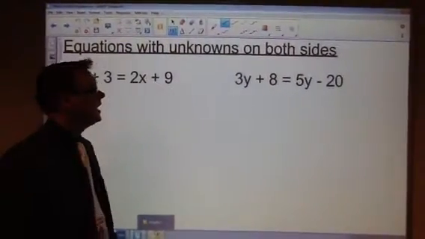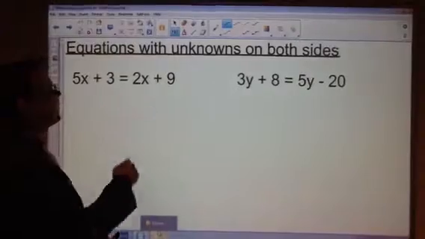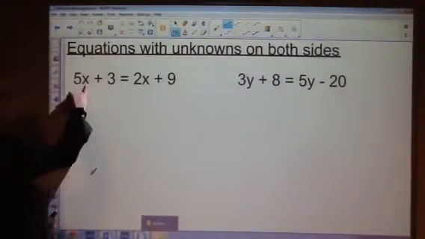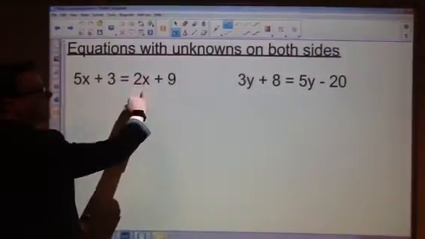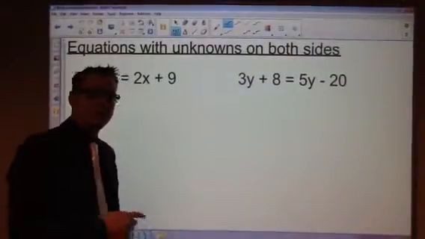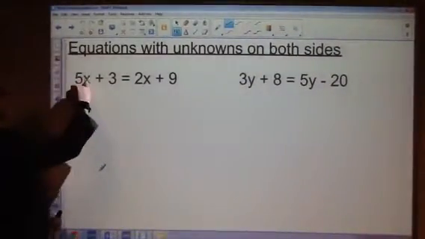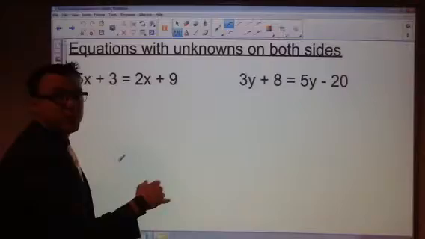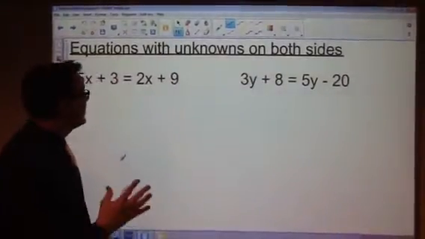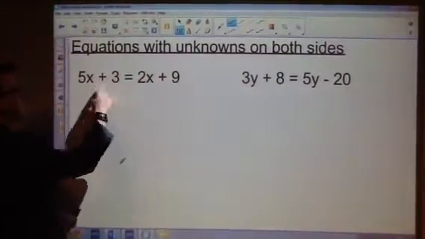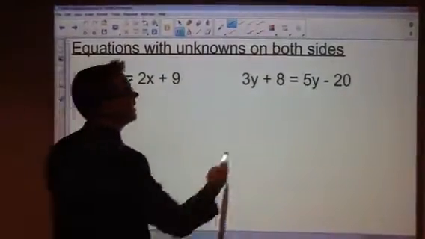Okay, what we're going to do today is look at equations with unknowns on both sides. So that's when we've got a letter on the left-hand side and the right-hand side. We can't do equations with letters on both sides, so we're going to have to get rid of one. The easiest thing is to get rid of something that is small. So we always look for the smaller x, which in this case is 2x.